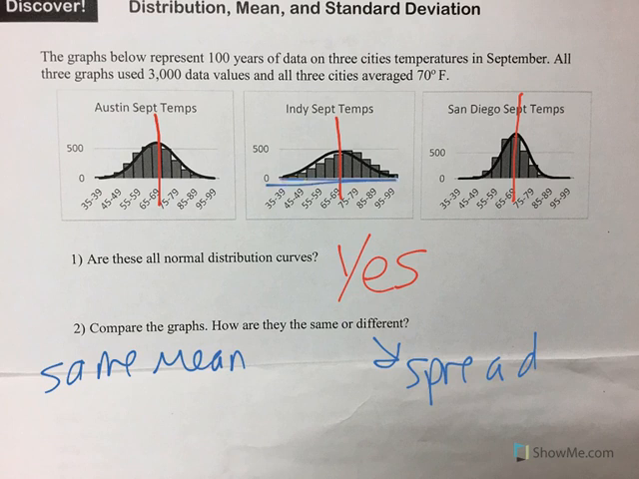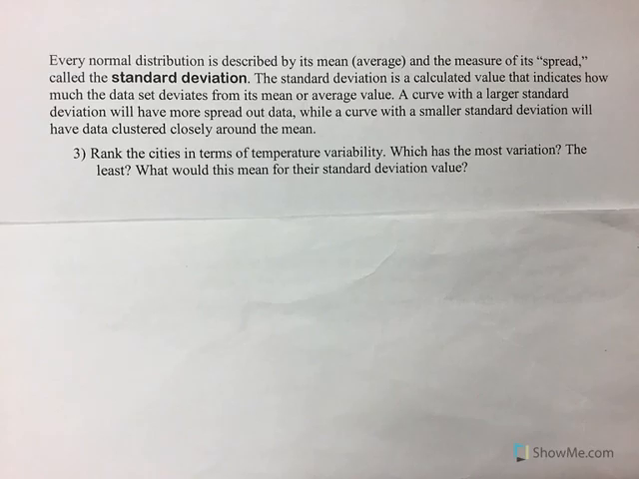With Indianapolis, it's really spread out. This is shorter spread. San Diego is more clustered around the middle, and Austin is kind of somewhere in between Indianapolis and San Diego, right? It's not really spread out a lot, but it's not clustered either. So it's somewhere in the middle. But they all have different spreads. So they have the same means, they have different spreads.